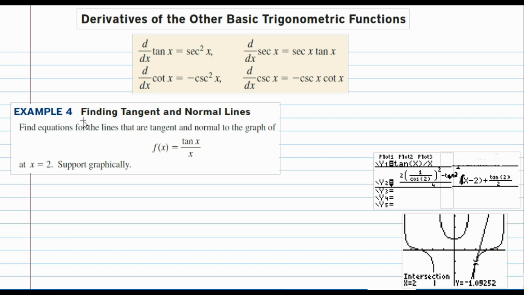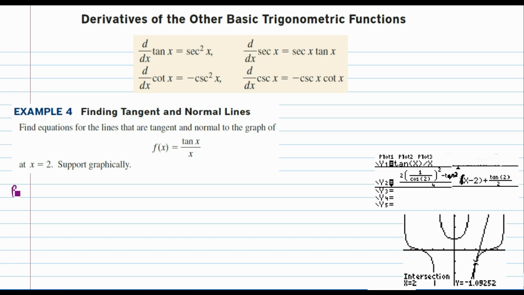Example 4, finding the tangent and normal lines now that we know these new derivatives of trig functions. Find the equations for the lines that are tangent and normal to the graph of this at x equals 2, support graphically. Okay, here we go. So if I need a tangent line, I need a point and a slope. So the point is going to be at x equals 2, so that's going to be 2 comma f of 2, which in this case is 2 comma, let's see, tangent of 2 over 2.